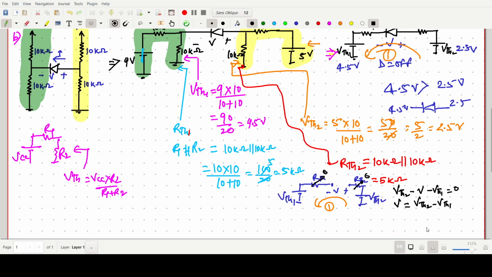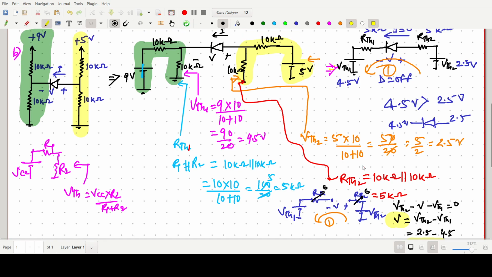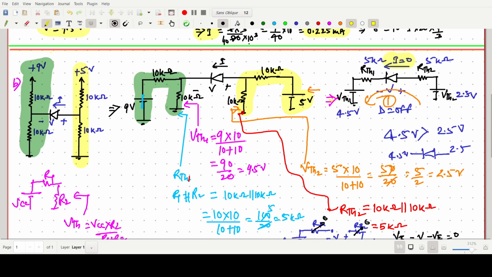VTH2 we have already calculated, it is 2.5 volt, and the other one, VTH1, is 4.5 volt. So it should be minus 2 volt. So the correct answer for this question is that the V value will be minus 2 volt, and the diode is open, or off. So this current will always be 0, and this voltage will be minus 2 volt.